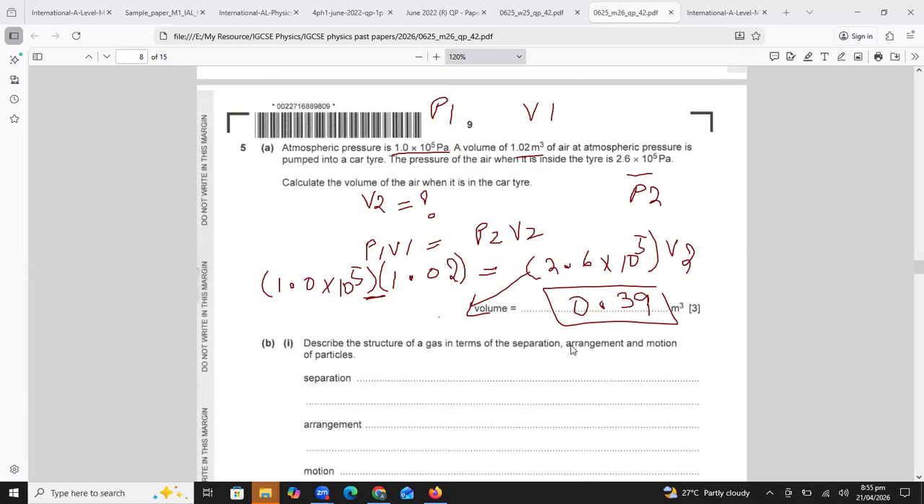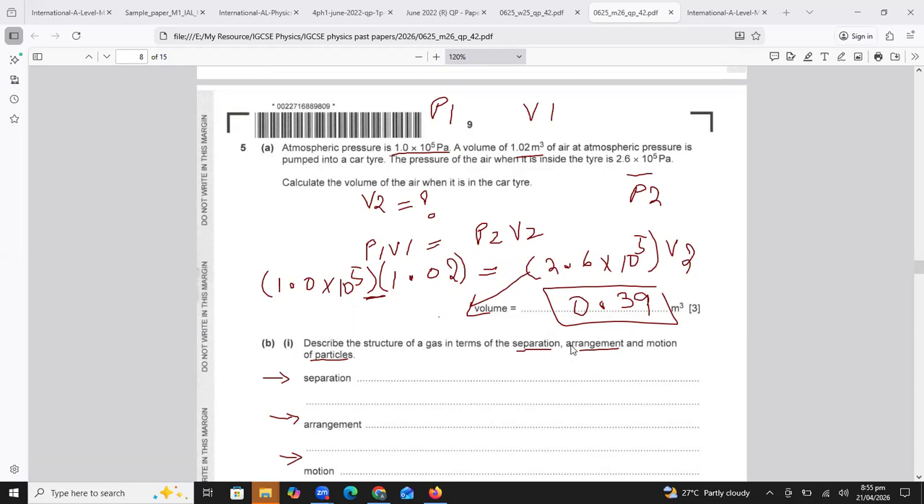Okay. All right. Now look at the B part 1. In B part 1, they are saying describe the structure of gas in terms of separation, arrangement, and motion of particles. So there are three different headings, students. We have to discuss the structure of gas. So it's a very easy question. All right. And we have to discuss three different things.